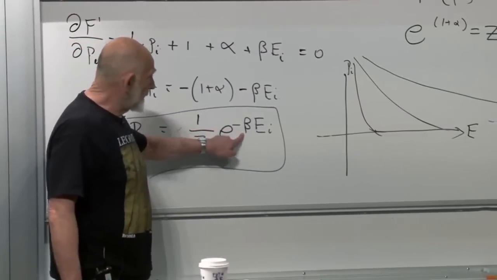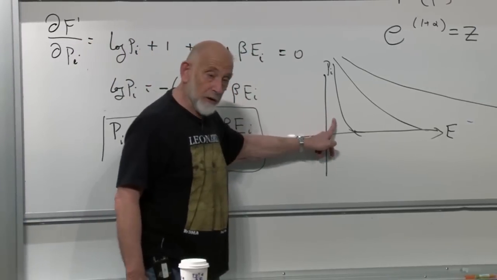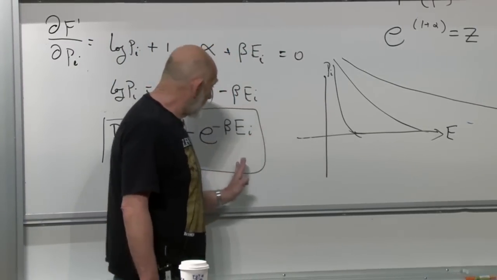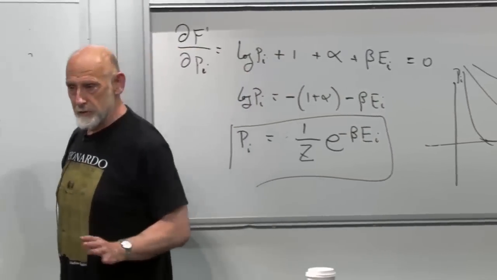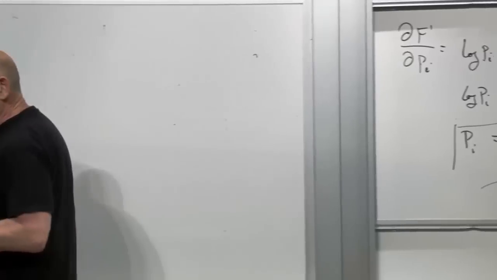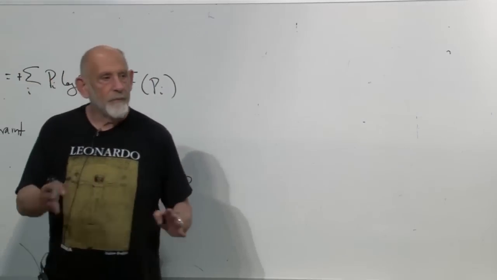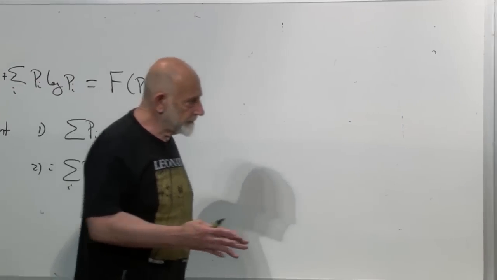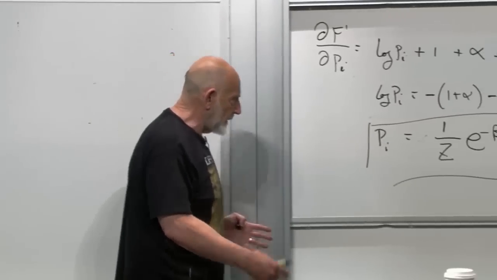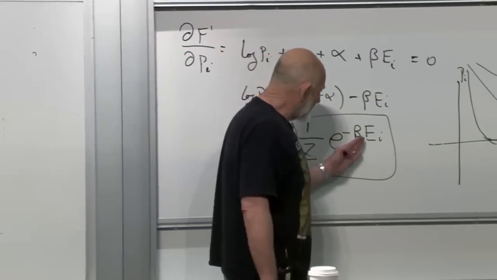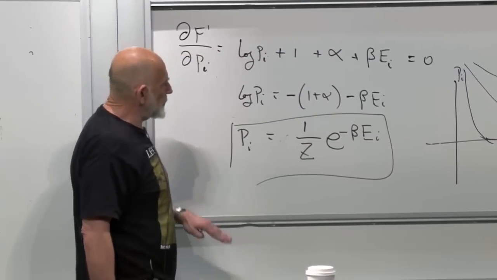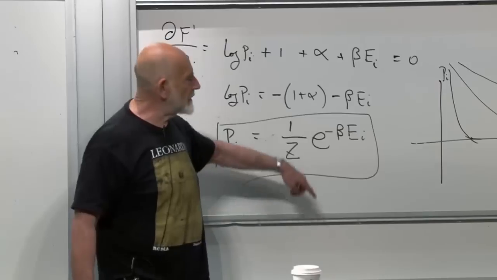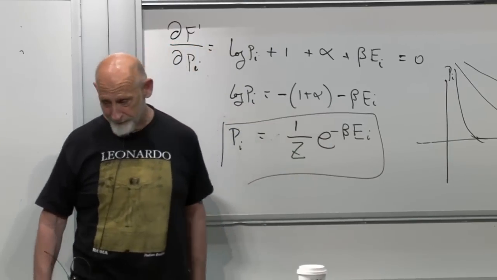The bigger beta, the smaller the average energy. The smaller beta, the bigger the average energy. So beta has something to do with energy. It's the thing that you tune to change the average energy. We're going to be more specific about that. But for now, it's just called beta, and its significance is a certain Lagrange multiplier.